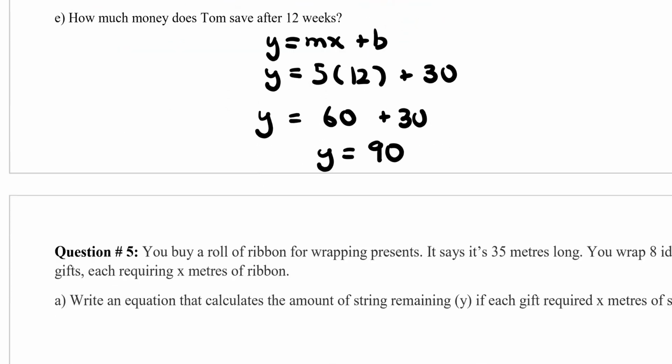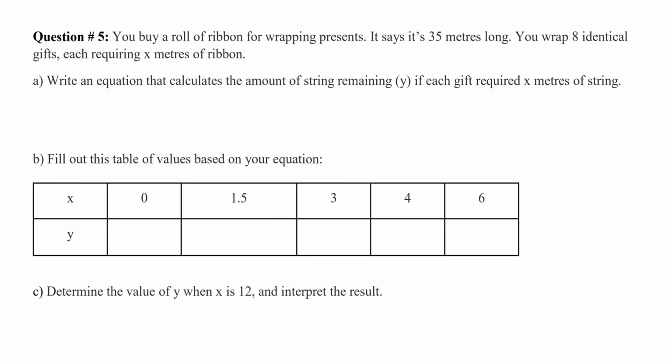And let's move on to question number 5. One more linear relations question here. Okay, for question number 5, you buy a roll of ribbon for wrapping presents. It says it's 35 meters long.